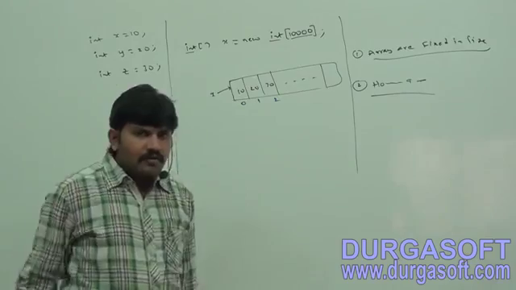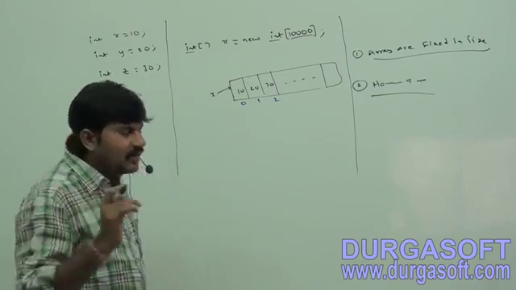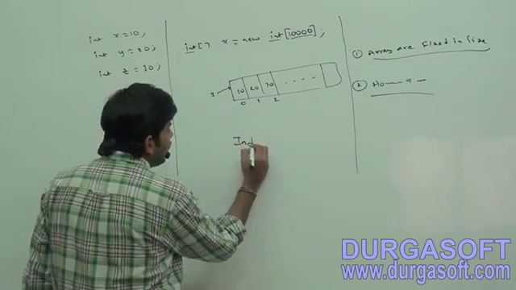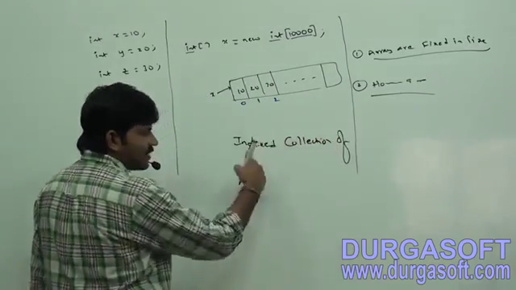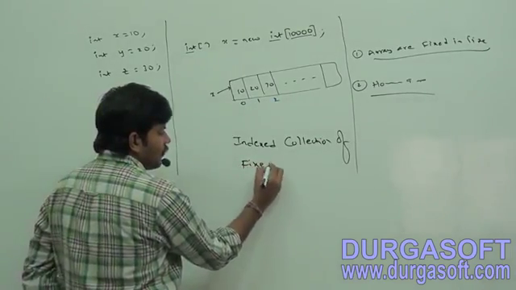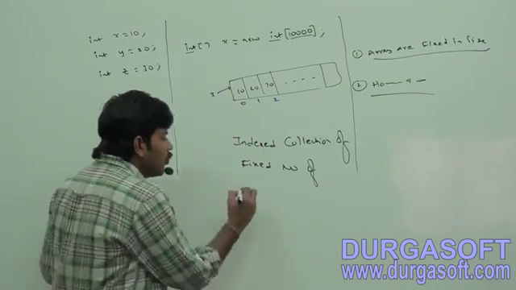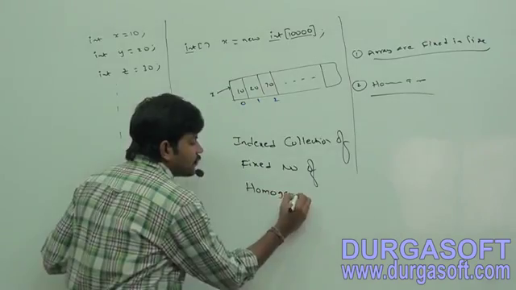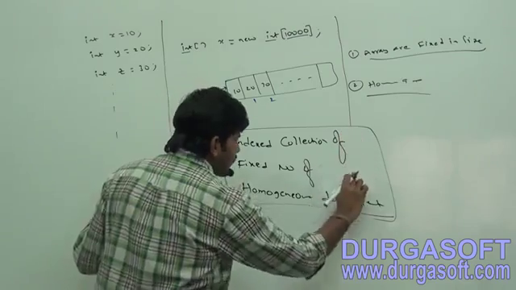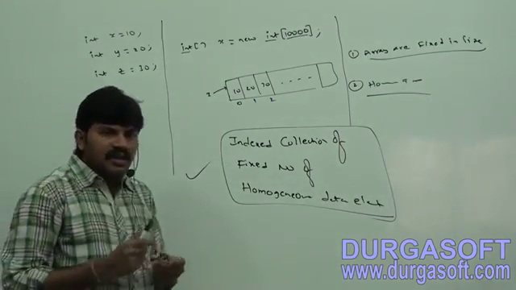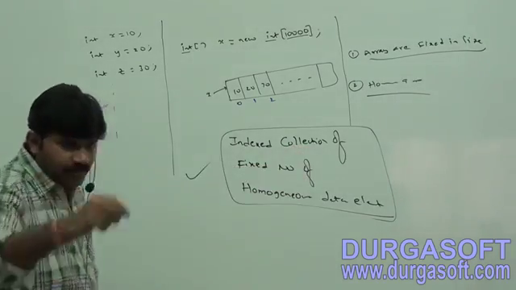Sir, can you define what is an array? An array is an indexed collection of fixed number of homogeneous data elements. Have you observed these words? An array is an indexed collection of fixed number of homogeneous data elements. That is the concept of an array.